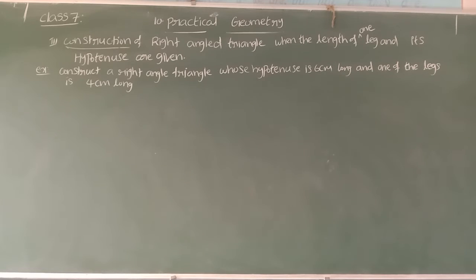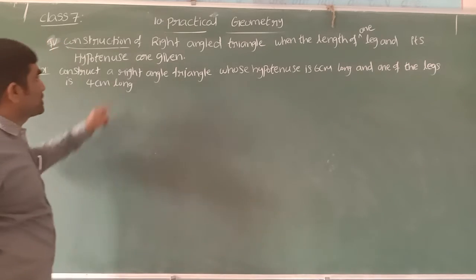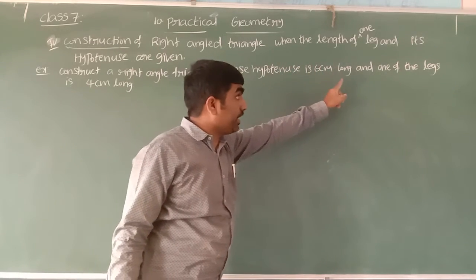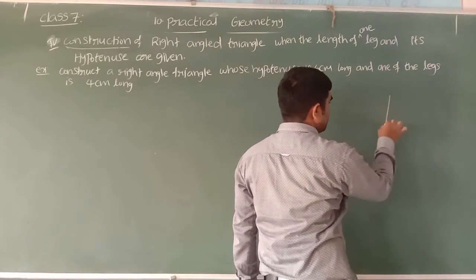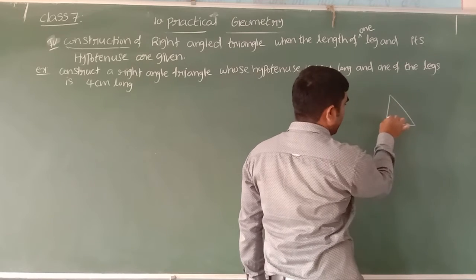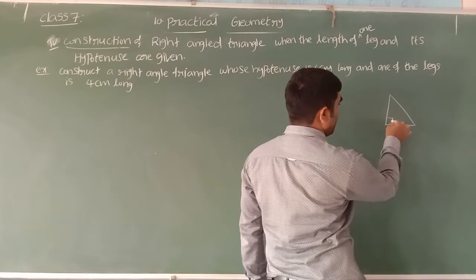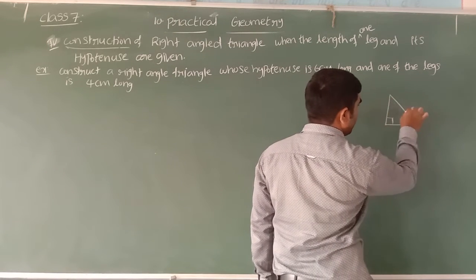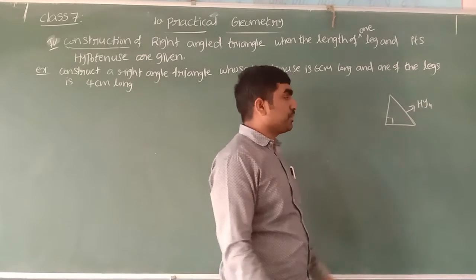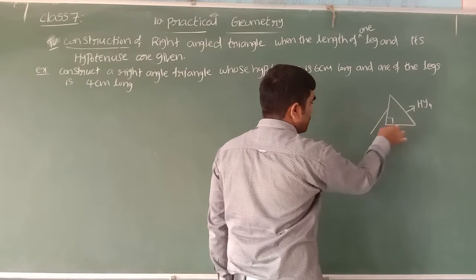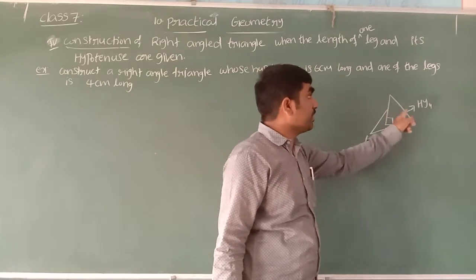So now let's see the last part, the fourth part. Construction of a right angle triangle when the length of one leg and its hypotenuse are given. As we all know, right angle triangle means one of the angles is 90 degrees. In a triangle, if one of the angles is 90 degrees, it is called a right angle triangle. The side opposite the right angle is called the hypotenuse. And the other two sides are called the two legs of a right angle triangle.